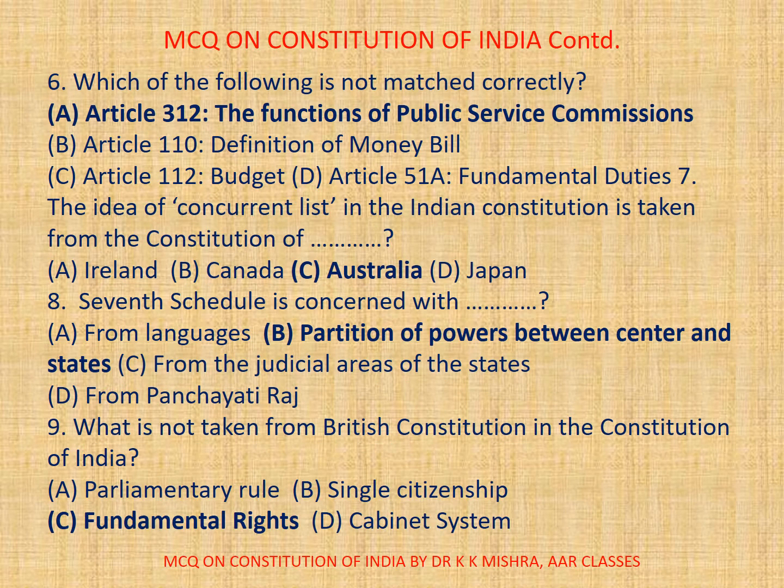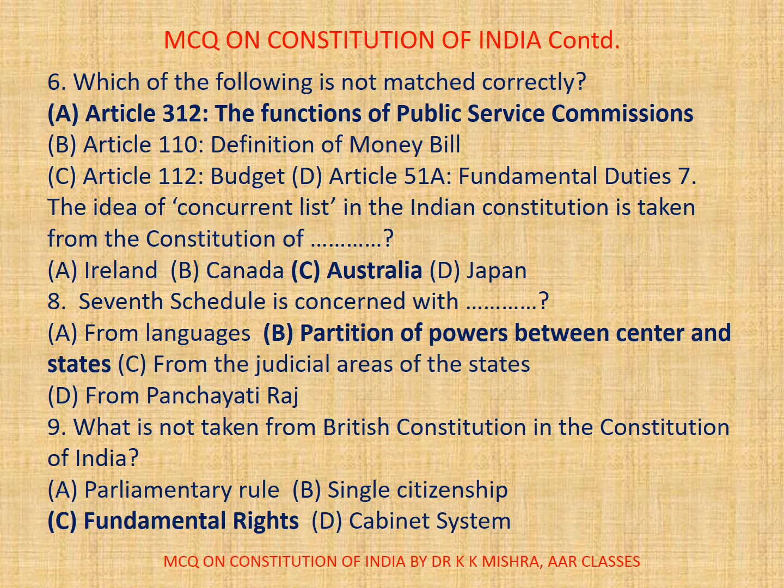Question number 6. Which of the following is not matched correctly? A. Article 312, the functions of public service commissions. B. Article 110, definition of money bill. C. Article 112, budget. D. Article 51A, fundamental duties. Correct option is A. Article 312, the functions of public service commission. This is not matched properly.